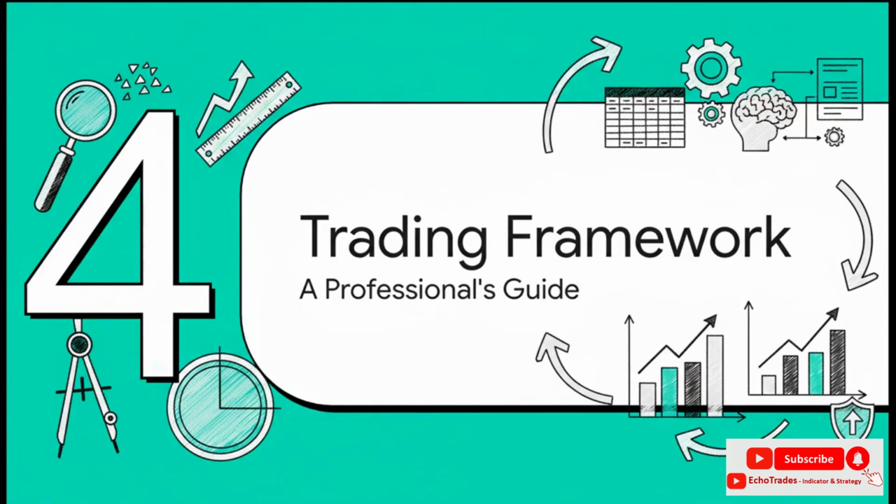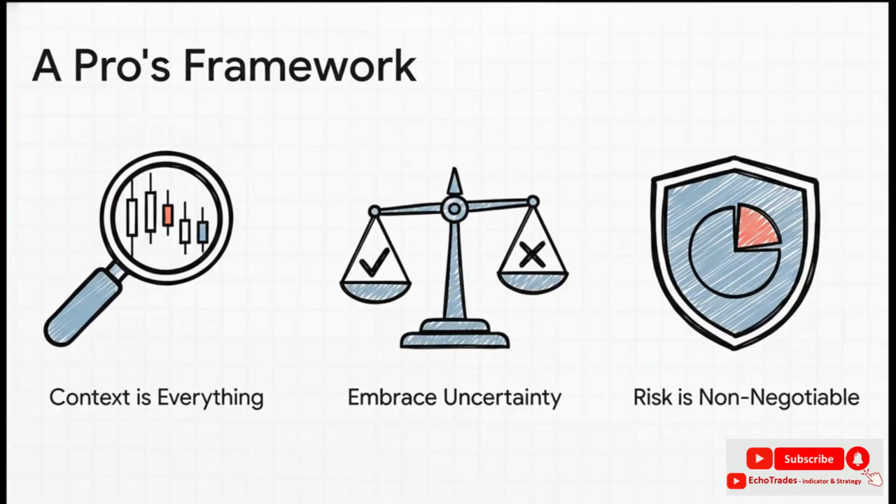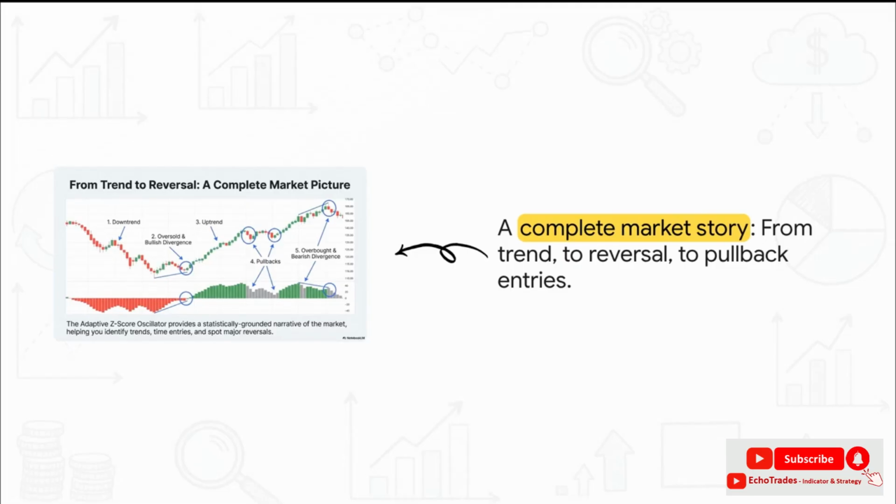Look, having a powerful tool like this is a game changer, but it's only half the battle. To really get that professional edge, you have to pair it with a professional framework for thinking. First, context is everything. This tool is for analysis and validation. It's not a crystal ball. Never use it in isolation. Second, you have to embrace uncertainty. No system is perfect, and losing trades are just part of the business. It's okay. And finally, risk is absolutely non-negotiable. A pro always has a risk management strategy, like risking no more than 1% of their capital on any single idea.